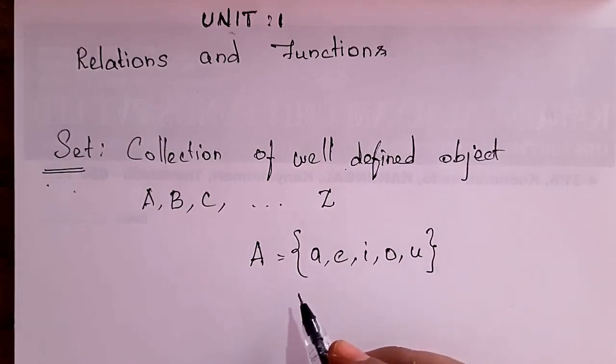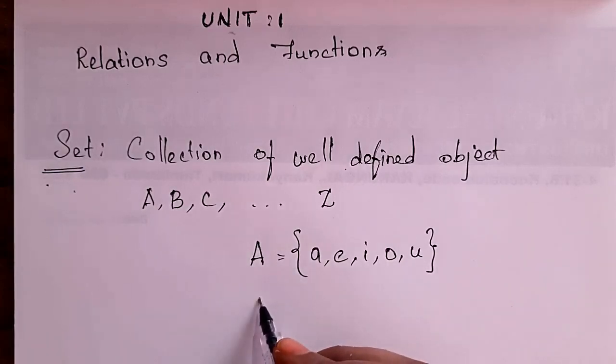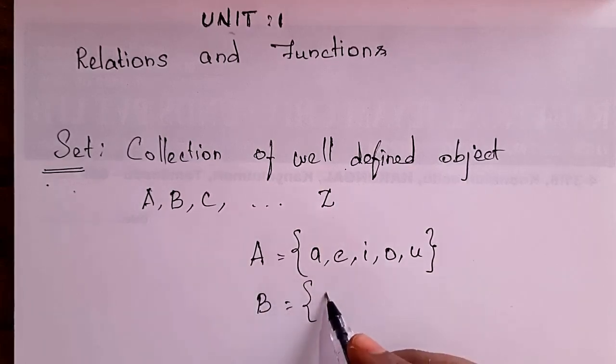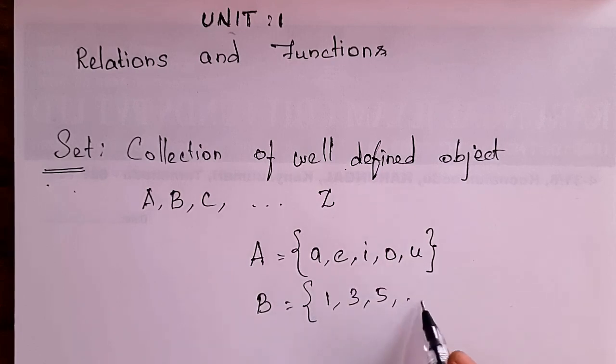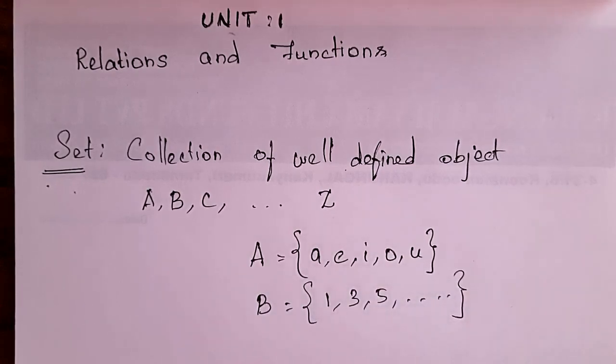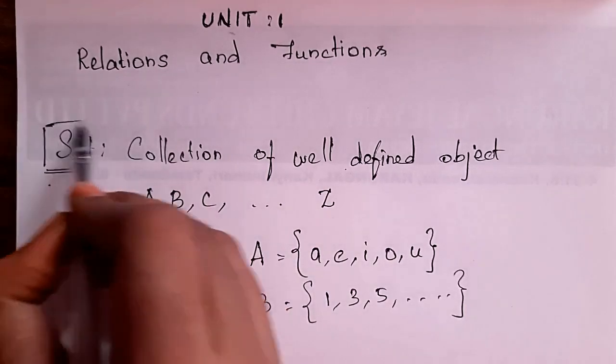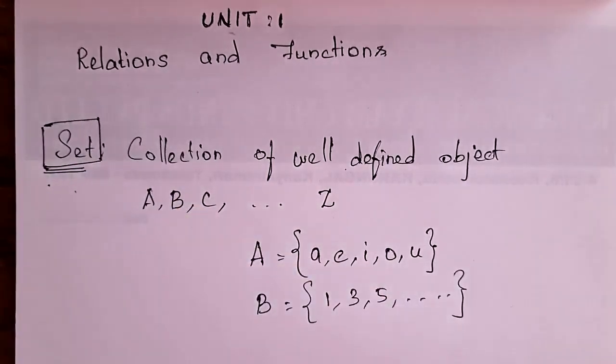Any other examples of set? The set of all odd numbers, which I define as B equal to 1, 3, 5, etc. So using set, we are going to define relations. Okay, relations and functions.